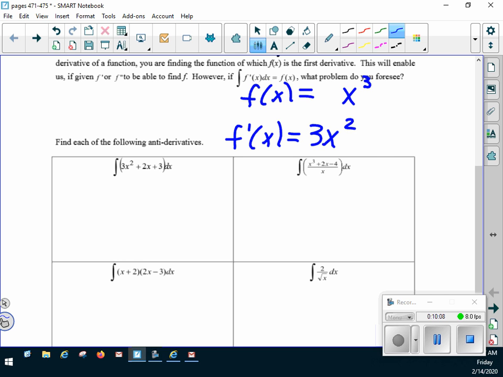Is 3x squared the derivative of x cubed? Yes. Now, I need you to think about this. Is x cubed the only function that has a derivative of 3x squared? I'm going to say that again. Is x cubed the only function in the world that has a derivative of 3x squared? If you say no, you've got to give me an example.